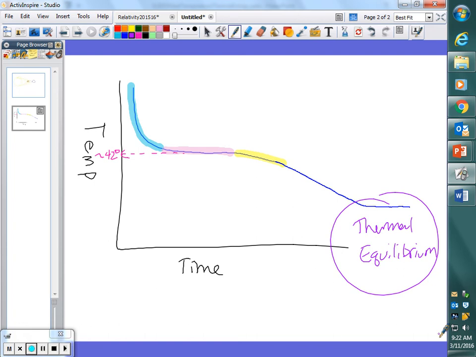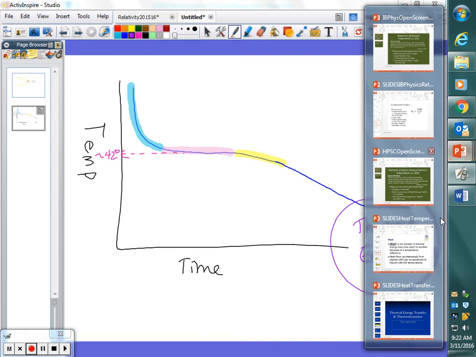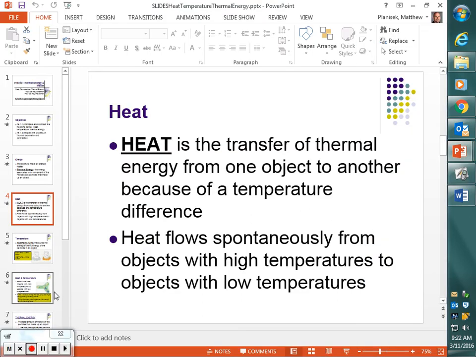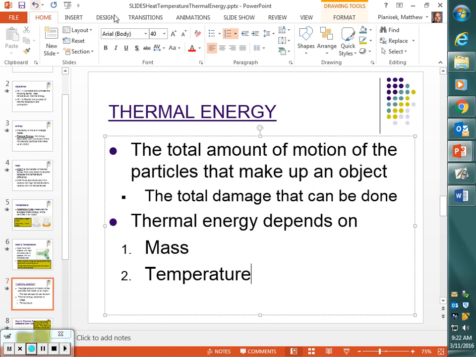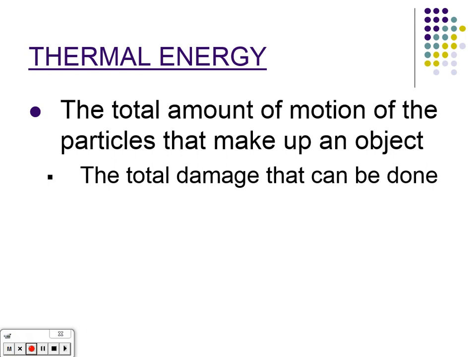Okay? All right. Let's add a third term into this discussion. And that term is thermal energy. Okay, so thermal energy. The total amount of motion of the particles that make up an object. Or, if we bring it back to our definition of energy, the total damage that we can do.